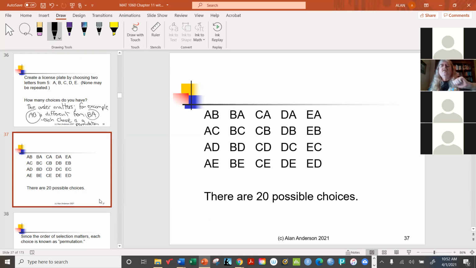What did I do here? I wrote them all out. And that took a while. We don't like to do this. This is very tedious and boring. And if you notice, like I said, A and B and B and A are both listed separately. The same thing could be said for, let's say, B and D and D and B. They are considered to be unique license plates. So these are all permutations.